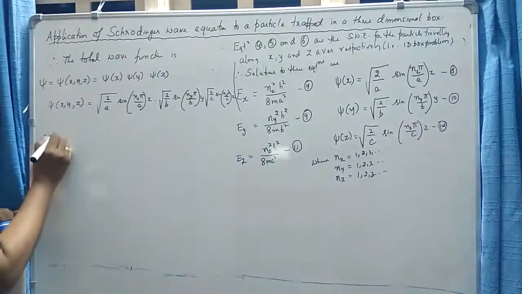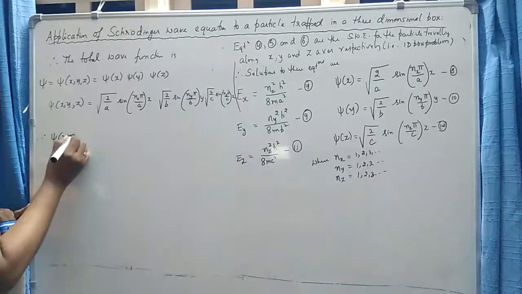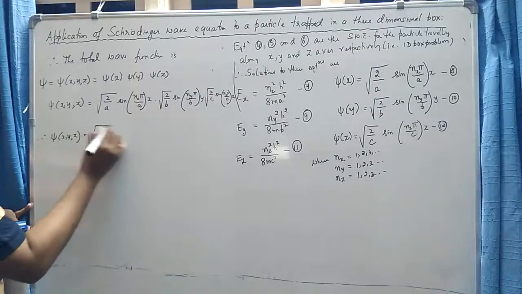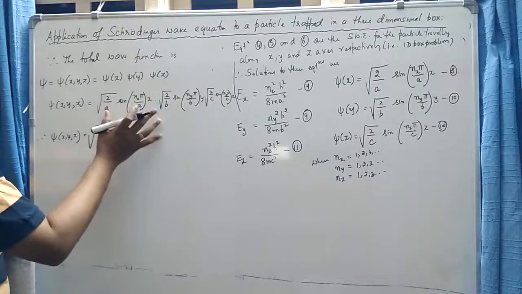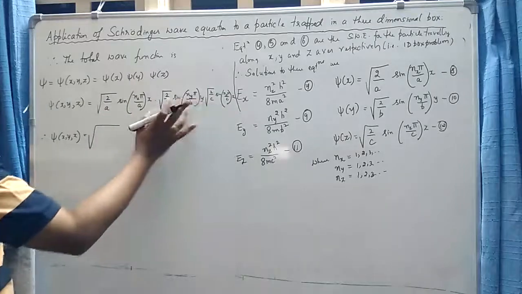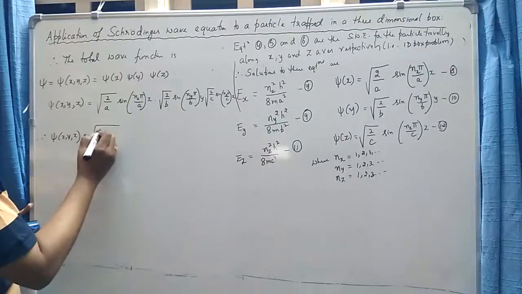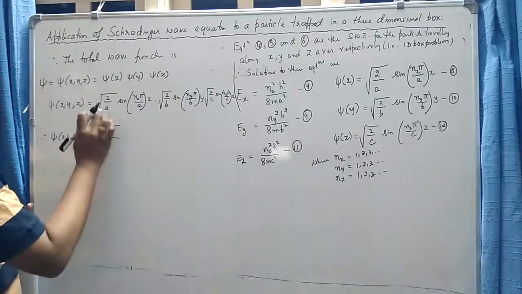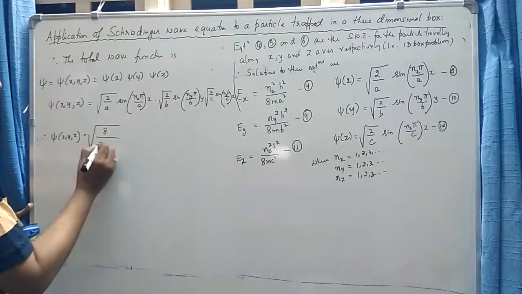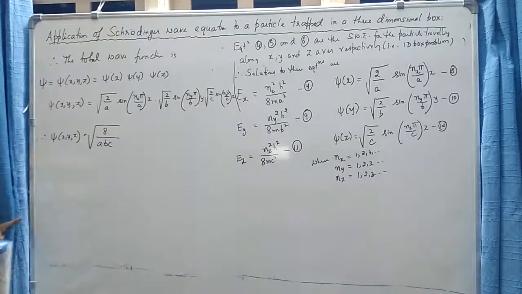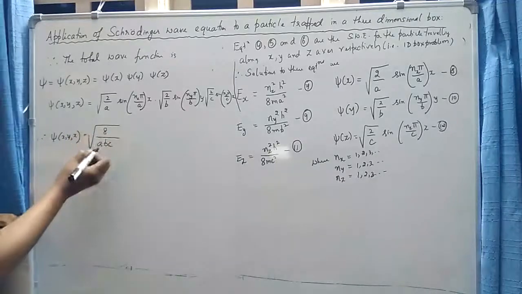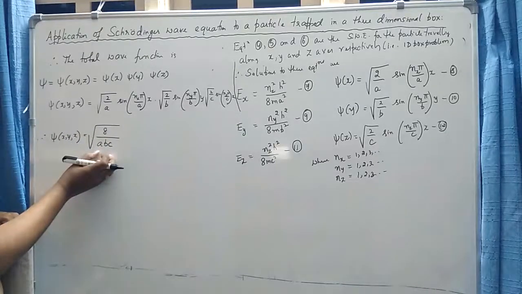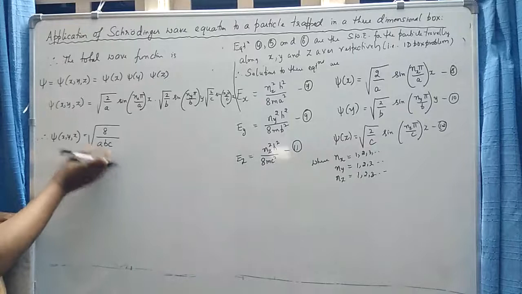Therefore, psi of x comma y comma z is equal to square root of, if I write these three square root terms together, square root of 2 into 2 into 2, 8, divided by a into b into c. So everything comes under a common square root of 8 divided by abc. This abc can also be written as the volume V of the box.